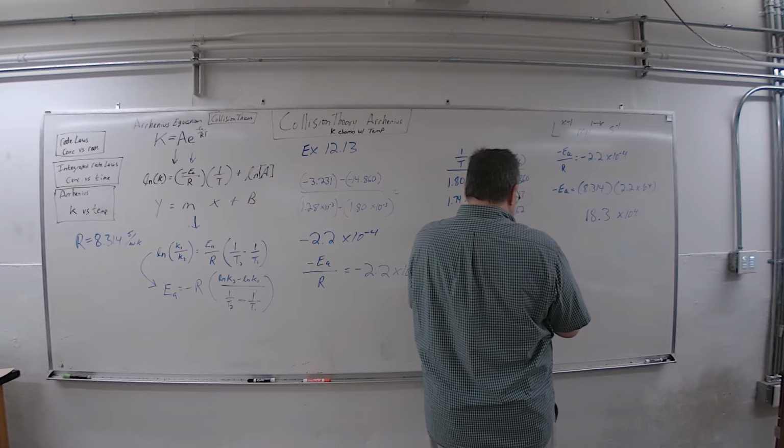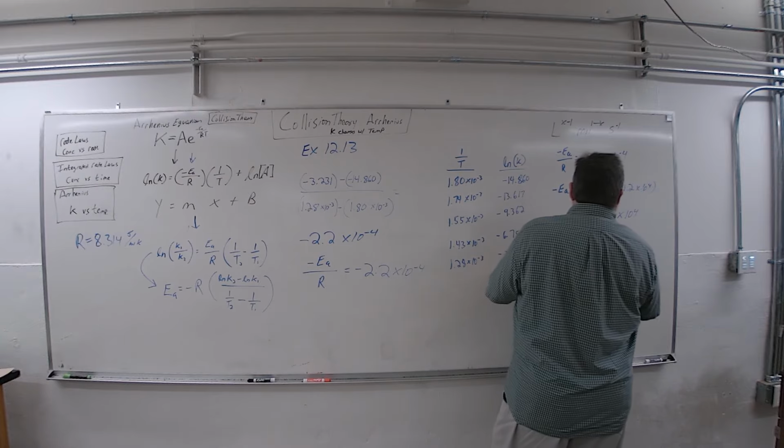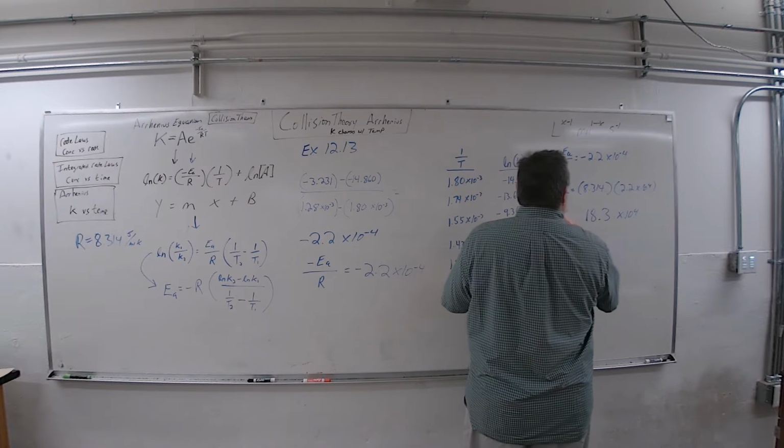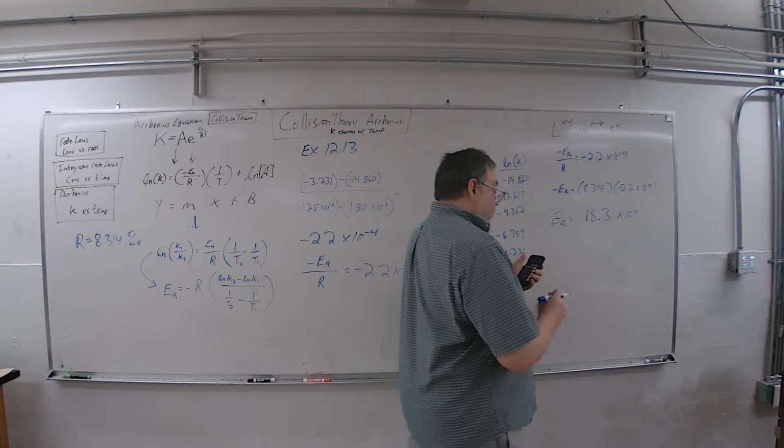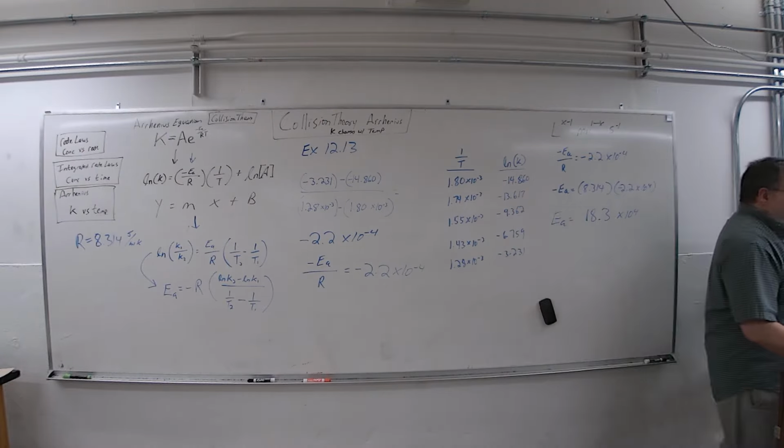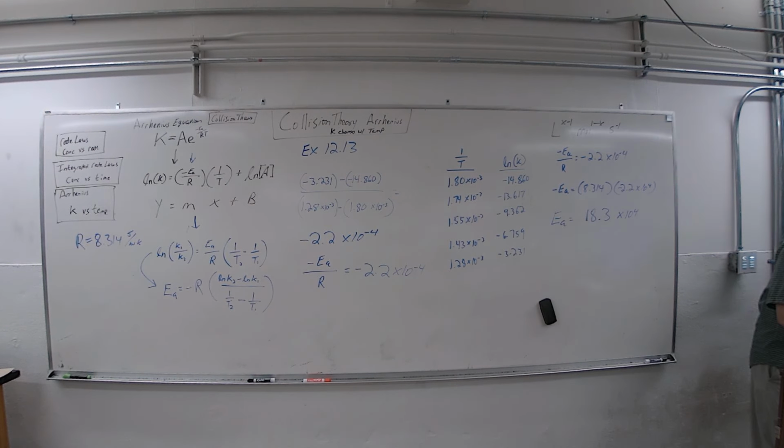Times 8.314. Yeah, 18.3. This is negative. Ultimately, you get the energy of activation. I feel like I've messed up the math already. This is what I'm trying to do. 2.2 times 10 to the 4, it is negative. 1.8, is that what I got?